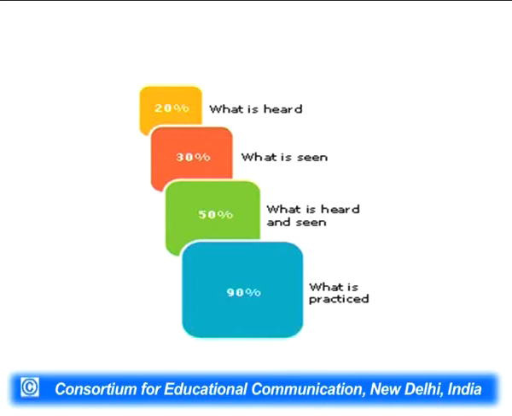So it is for the students to know that do not hear only, do not see only, do not hear and see only, rather whatever you hear, whatever you see, you practice yourself. As in the last slide, I have told whatever you read 7 times, you write 1 time, that it will take firm grip in your mind. So again, what is heard is retained 20%, what is seen 30%, what is heard and seen 50%, and what is practiced 90%.